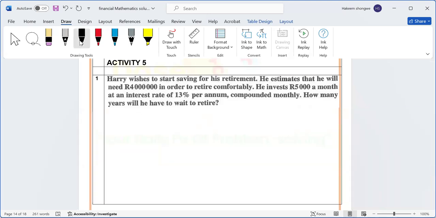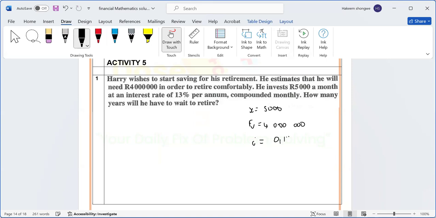Okay, so let's look at this then. We have X, which is 5,000. We have our future value, which is 4 million. And then we have our interest, which is going to be equal to 0.13, compounded monthly, so divided by 12. Since we want to save, the keyword being saving, we can either use the compound interest formula or the future value formula. How did you know we need to use the future value formula? It's because of the monthly payments.